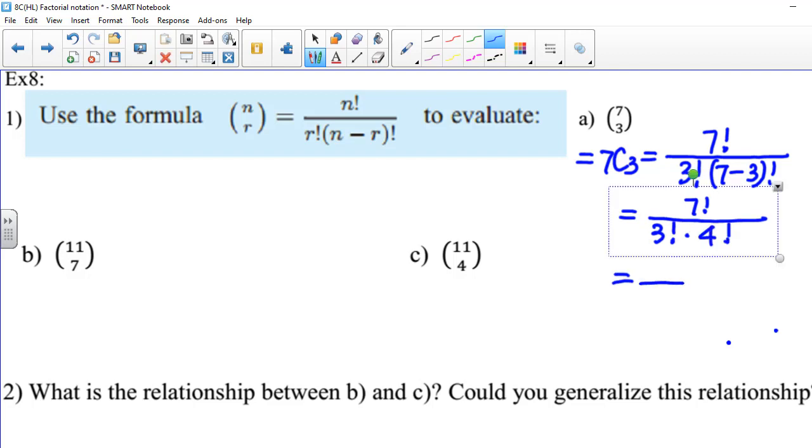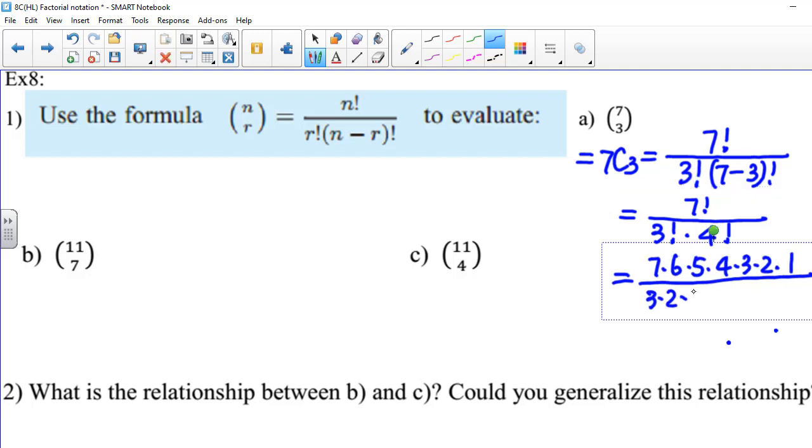7 factorial means 7 times 6 times 5 times 4 times 3 times 2 times 1. 3 factorial means 3 times 2 times 1. 4 factorial means 4 times 3 times 2 times 1. Reduce the fraction to the lowest term. It's 35.